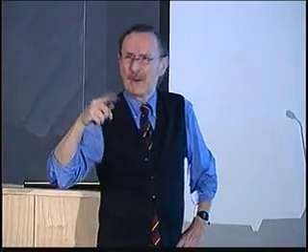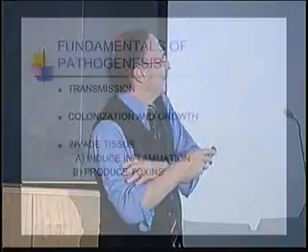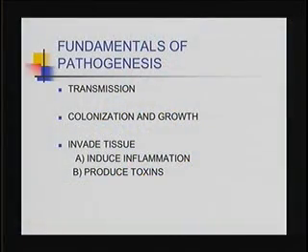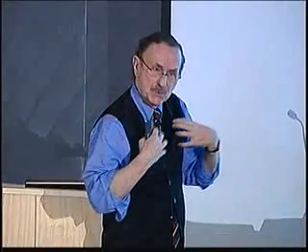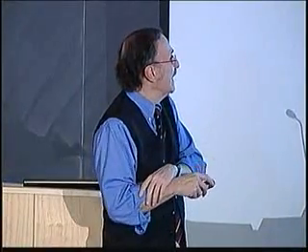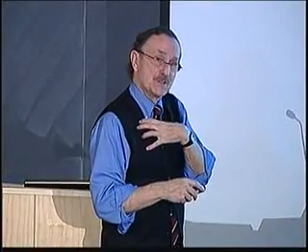Let's talk now about how bacteria cause disease and get into some of the specifics. So, the fundamentals of pathogenesis. Pathogenesis, to produce disease: the genesis of patho, the genesis of disease. I like to think of it in terms of transmission. How are organisms transmitted to us? And then what happens once they are transmitted?